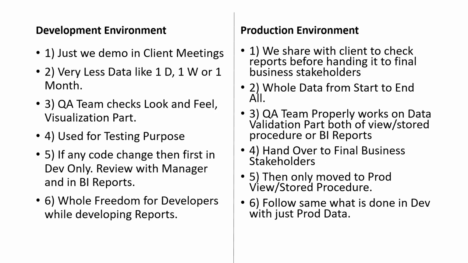Now you will do a review with your manager or another delivery manager or technical architect, and then you will publish it. Okay, then after publishing, the QA team is there. In every project there are four teams: the business analyst team, the database team, the Power BI reporting team, also known as the BI team, and then the QA team, also known as the validation team.